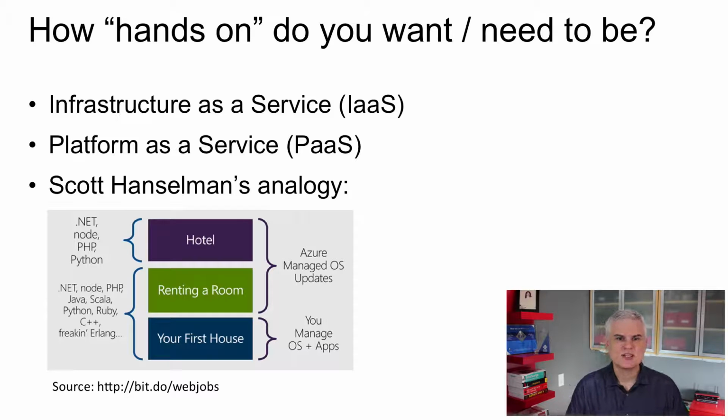All right. And so Scott Hanselman has a really good analogy of this on his blog and in his talks that he does. Choosing between infrastructure as a service, platform as a service, and even software as a service is analogous to owning your own house versus leasing an apartment versus renting a hotel room. And so I'll point you to his blog post where he makes that analogy.